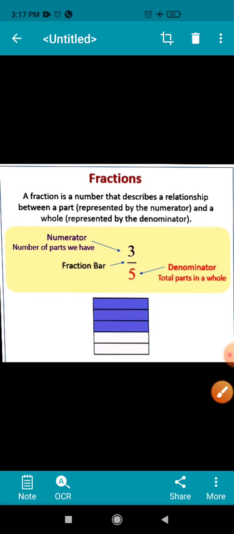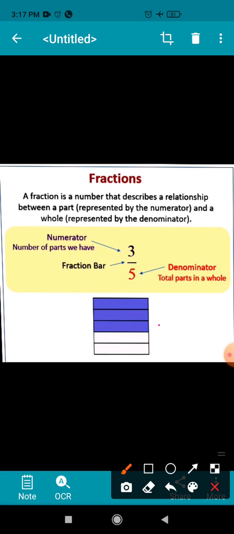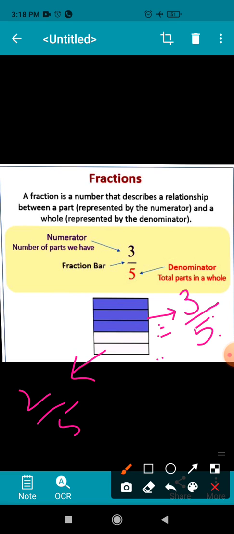Here in this example you can see this figure is divided in 5 equal parts, and 3 parts are colored, so the fraction will be 3/5. Okay, 3/5 is the fraction for the colored part, and for the unshaded part, the fraction will be 2/5.